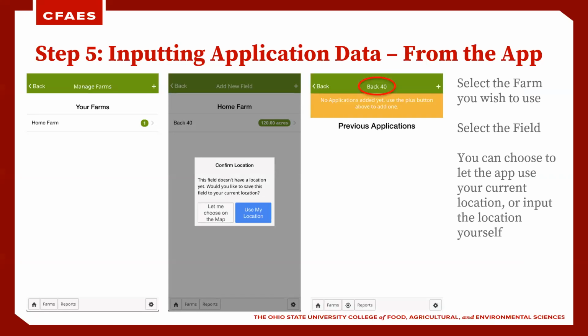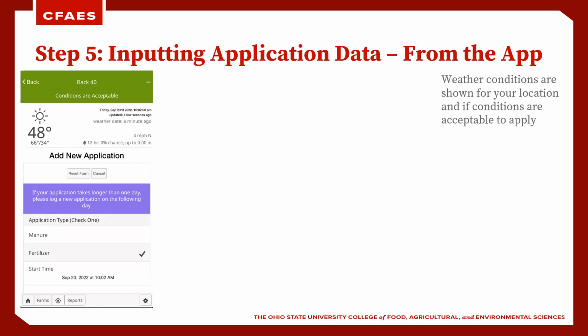the map to make sure that that's accurate. And then once you click on your field, it'll show you all the application data for that field shown right there. And right now we don't have anything, so it says no applications. So the weather conditions are also shown for your location, and it also says at the top if conditions are acceptable to apply. So the day that I did this was September 23rd. It said conditions were acceptable.